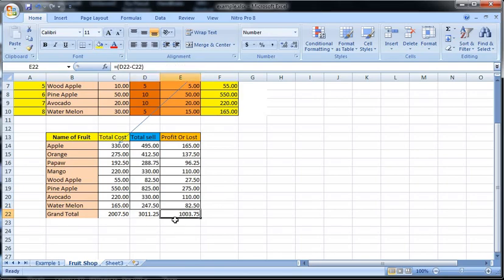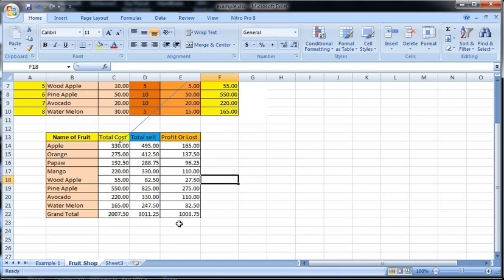So at the end, I certainly get a profit of 1,375 for the total for all these fruits. I hope you understood this.